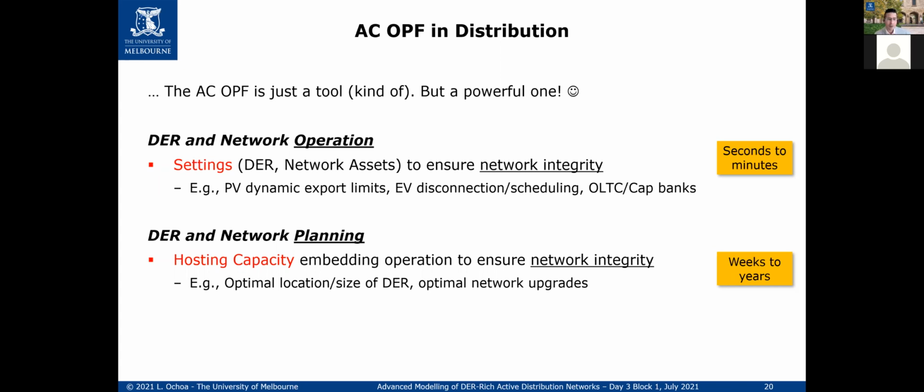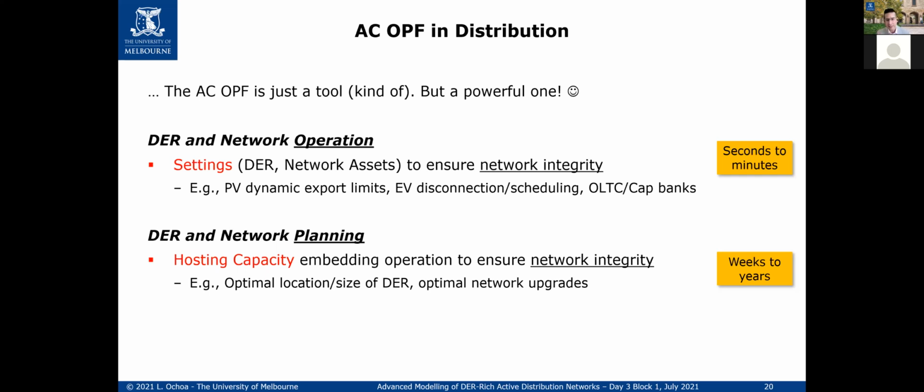These settings are not just to calculate what the photovoltaic inverter is going to do or whether my charging point should be disconnected or not. This also involves, perhaps, if I have that opportunity, connecting or disconnecting a capacitor bank, or changing the position of the on-load tap changer of the controllable elements I have on the network side, right? So whatever it is, all this range of settings is to ensure network integrity.